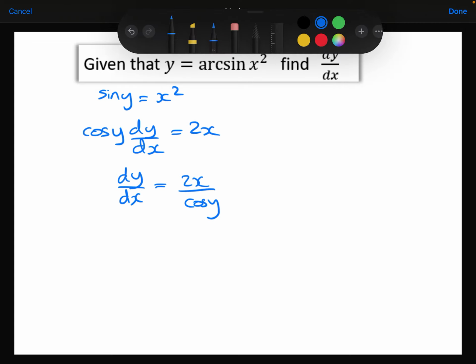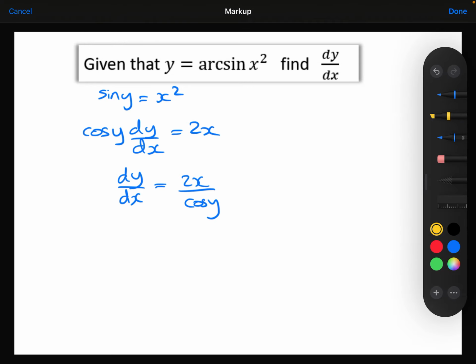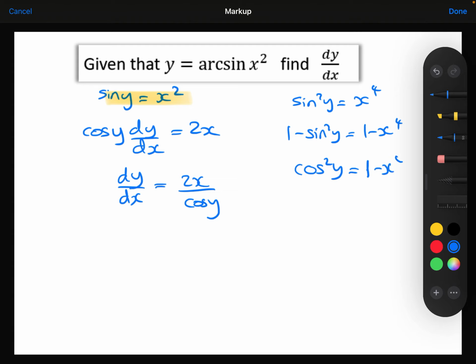And now let's use our identity to try to replace the cos y. So we know that sine squared y would be equal to x to the power 4. So 1 minus sine squared y is going to be the same as 1 minus x to the power 4. So cos squared y is 1 minus x to the power 4. So cos y is the square root. And then we can substitute that in.